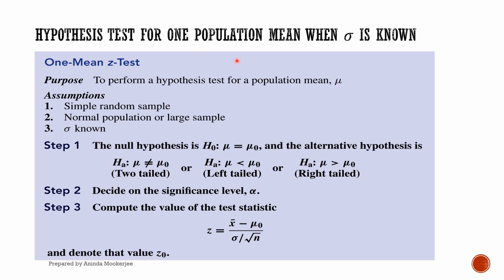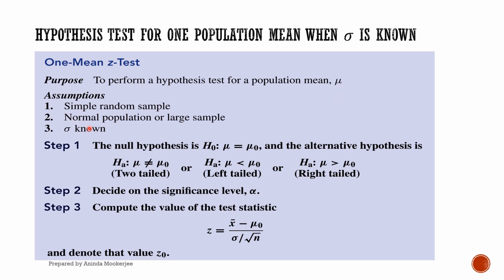Here are the 6 steps of performing a hypothesis test using the one mean z-test. Now keep in mind we use the z-test when the population standard deviation sigma is known. So the purpose is to perform a hypothesis test for a population mean mu.